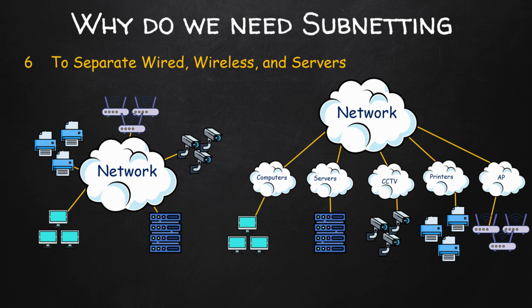And now you can see I can put access security between these multiple subnetworks. So that means the CCTV camera traffic will not go to the server unnecessarily. The computer network will not send any communication to the access point network unless it is necessary. So in this way I can manage multiple types of devices and communication in my network.